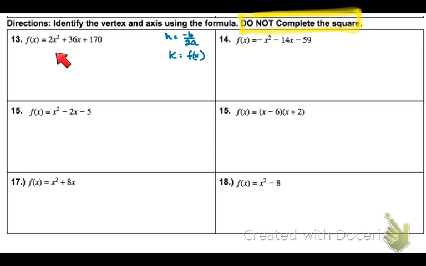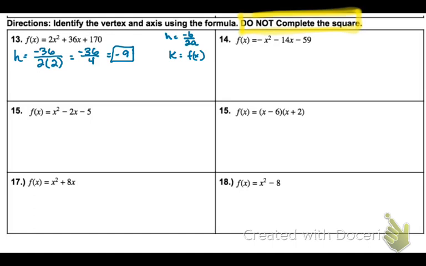I'm going to look at my b value, and my b value is a positive 36, which means that if it's a -b, it's now a -36. So I'm finding h right now. So -36 divided by 2 times a, which is 2. So I'm going to be left with -36 over 4. And then you're going to have to simplify that, which will give you -9. This is your h value.